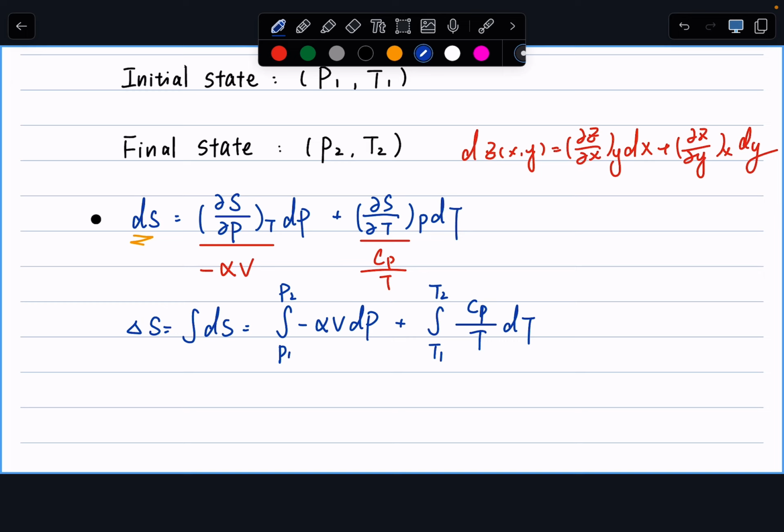Remember alpha is something you can experimentally measure. It's not necessarily a number, it can also be an equation. It's part of the equation of state. Cp is the same thing, you can experimentally measure it. It can be a number if we're talking about ideal gases, or it can be a mathematical expression.